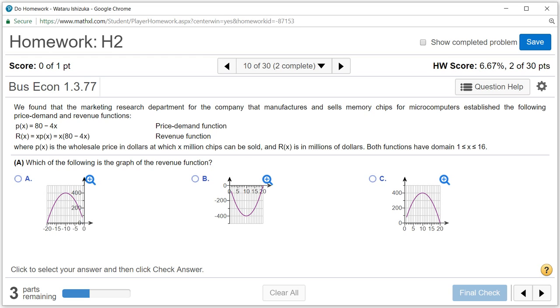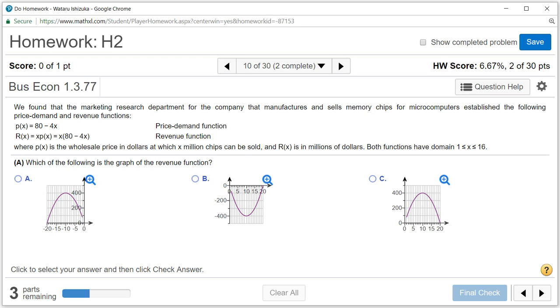All right, so here's the revenue function. You can see that the leading coefficient is going to be, so x times negative 4x, negative 4. So this is going to be a quadratic function, and the leading coefficient is negative 4, which means that it's a downward-facing parabola. If you look at that, A is looking okay, B is definitely not the one, and C looks okay.